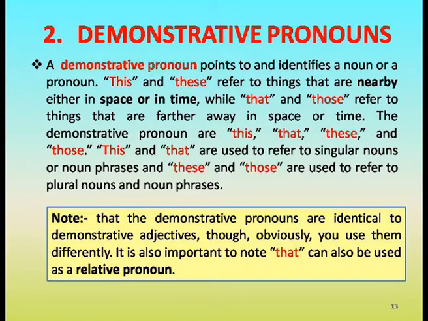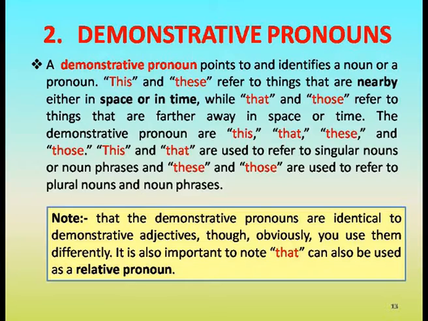Demonstrative pronoun. A demonstrative pronoun points to and identifies a noun or a pronoun. This and these refer to things that are nearby either in space or in time, while that and those refer to things that are farther away in space or time. The demonstrative pronouns are this, that, these, and those.